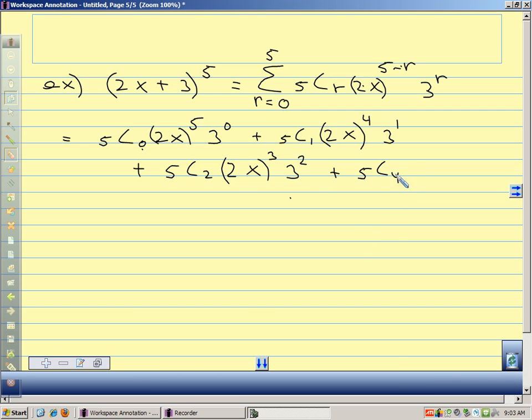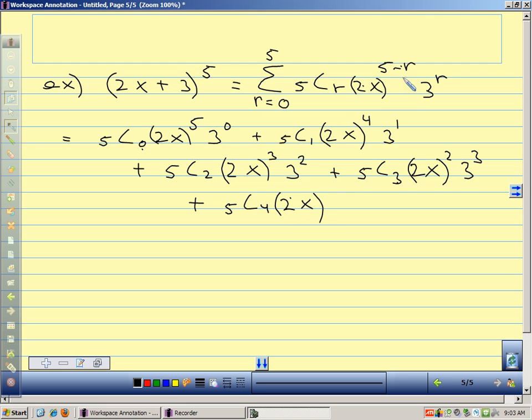R equals 3. So 5c3 times 2x to the 5 minus 3, which is 2, times 3 to the 3rd. Plus, now we're at r equals 4. So we get 5c4 times 2x to the 5 minus 4, which is 1, times 3 to the 4th. And finally, r equals 5: 5c5 times 2x to the 5 minus 5, which is 0, times 3 to the 5th.